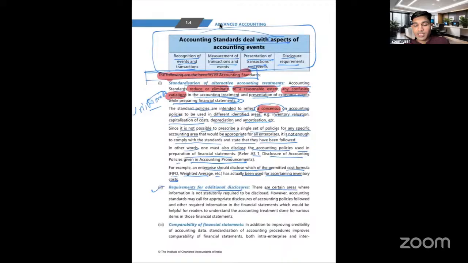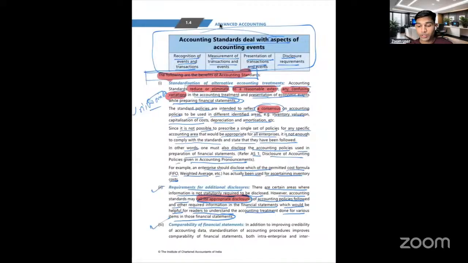There are certain areas where information is not statutorily required to be disclosed. However, accounting standards may call for appropriate disclosure of accounting policies followed and other required information in the financial statements, which would be helpful to understand the accounting treatment done for various items in the financial statements. The third benefit is comparability of financial statements.